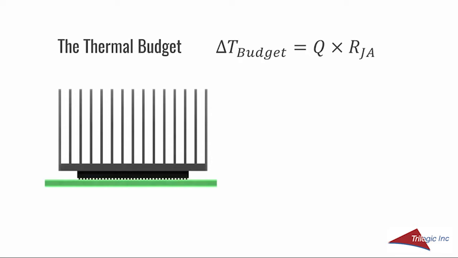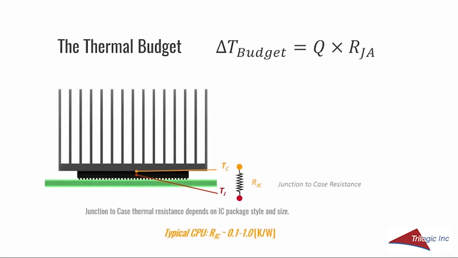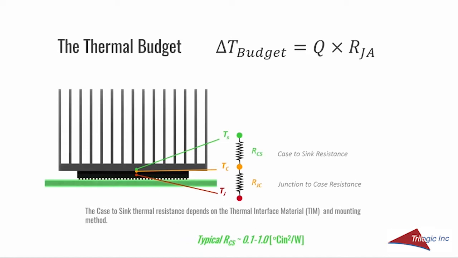The first thermal resistance is the junction to case thermal resistance of the package. For a typical CPU, this value will be in the range of 0.1 to 1 Kelvin per watt. The next resistance along the path is RCS, or case to sink thermal resistance, the thermal resistance associated with the interface material and mounting method.